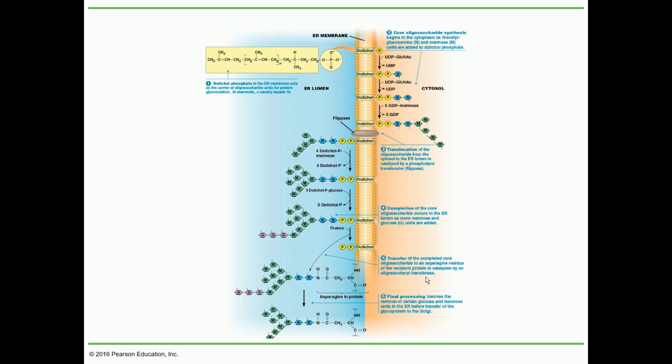It starts in the ER. You can see how a protein is getting changed, and it is basically the core oligosaccharide subunit. Final processing involves removal of certain amino acids in the ER before transfer of the glycoprotein to the Golgi. So this is happening in the ER. This is some part of the glycosylation steps which take place in the ER. After that, this protein has to go to the Golgi apparatus. After the final processing takes place, the protein can go to the Golgi apparatus.